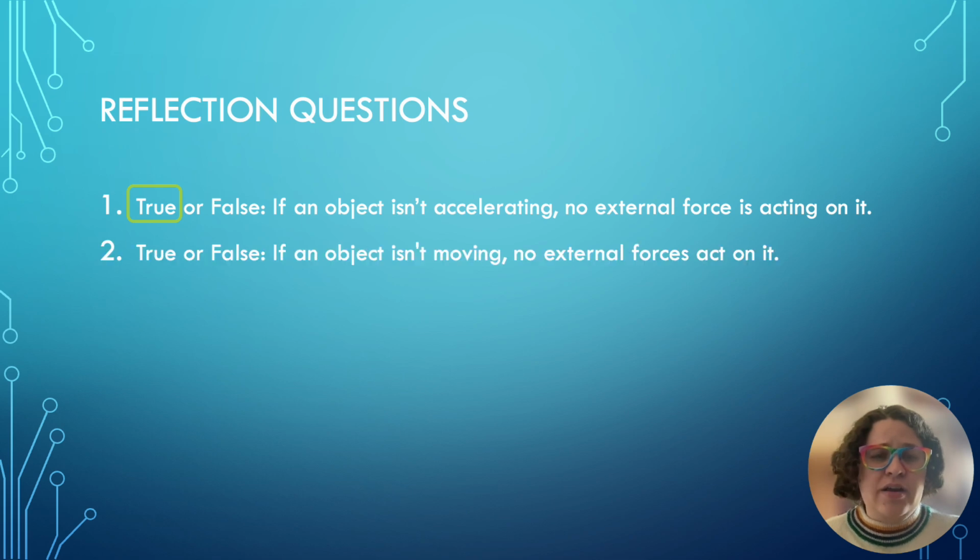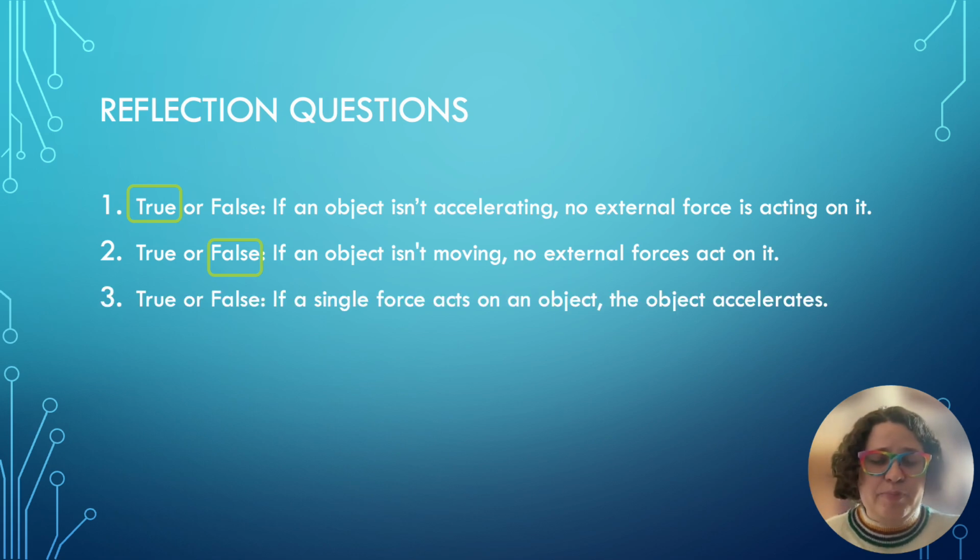Our second one, if an object isn't moving, no external force acts on it. This one's false. An object that remains at rest has 0 acceleration. However, any number of external forces could be acting on it, provided that the sum of these forces is 0.